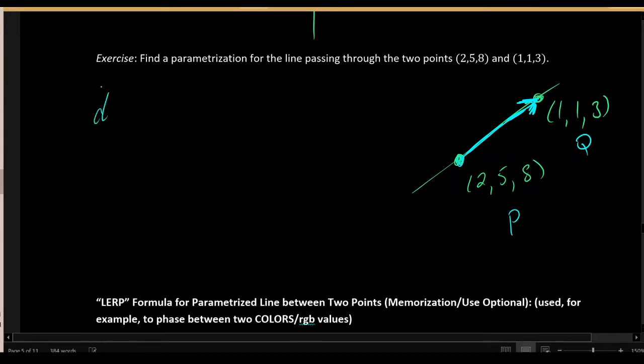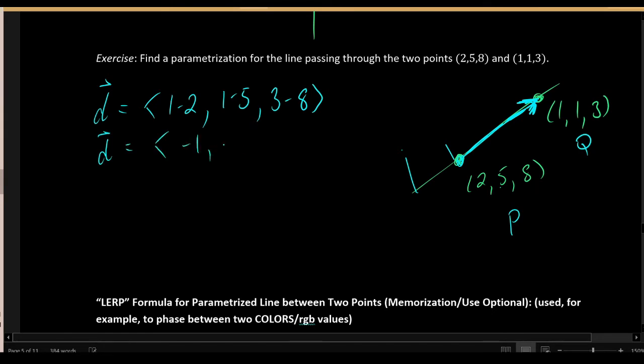So I can find the direction vector for this line by, for example, finding the vector stretching from P to Q. So I can do terminal minus initial, and I can get the direction vector -1, -4, -5.